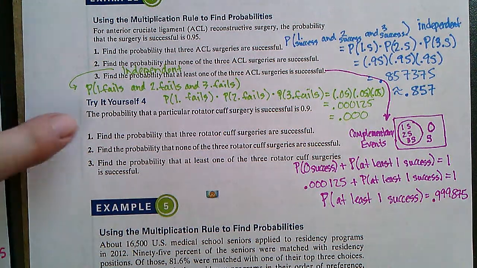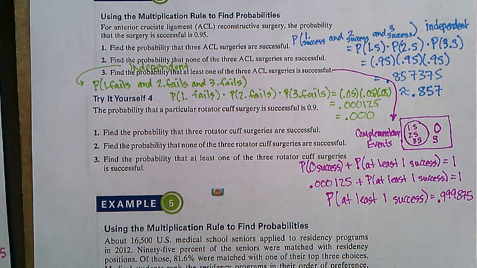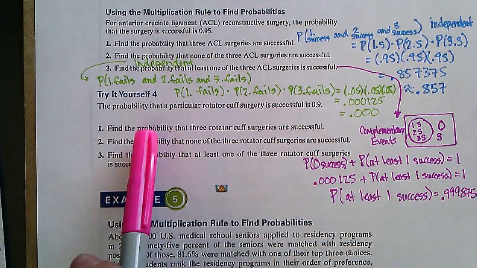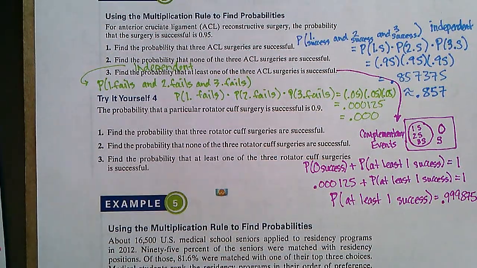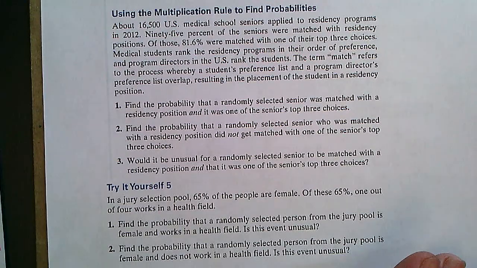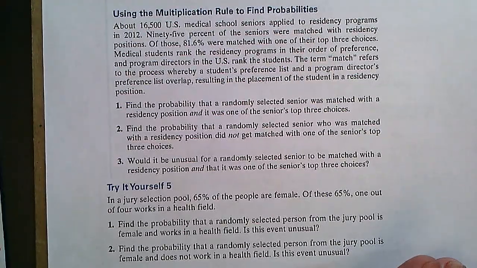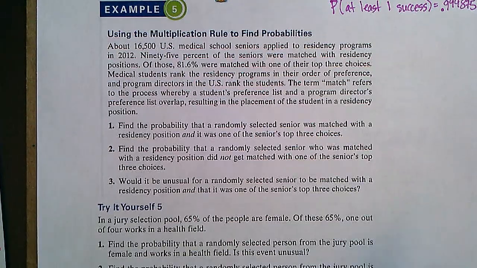I think we'll skip these, try it yourself, because it's basically the same problems that we just did with the ACL surgery. And we'll go on to using the multiplication rule to find probabilities. About 16,500 U.S. medical school seniors applied to residency programs in 2012. 95% of the seniors were matched with residency positions. Of those, 81.6% were matched with one of their top 3 choices.